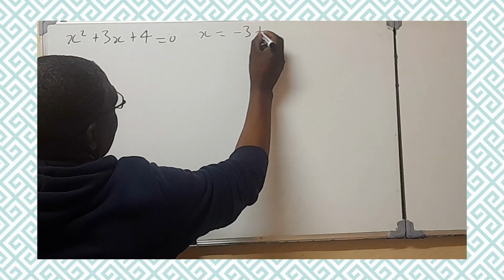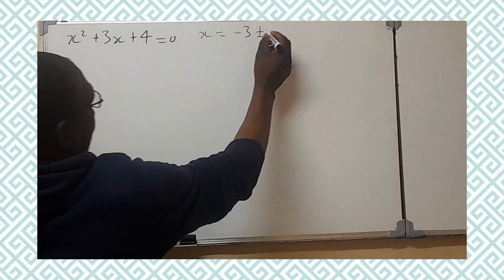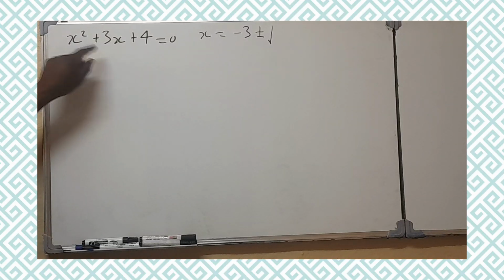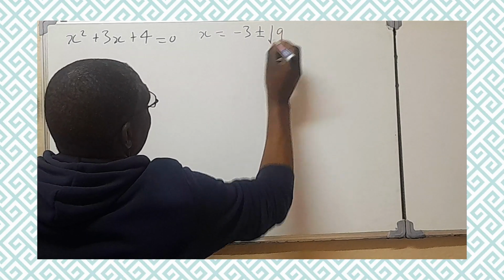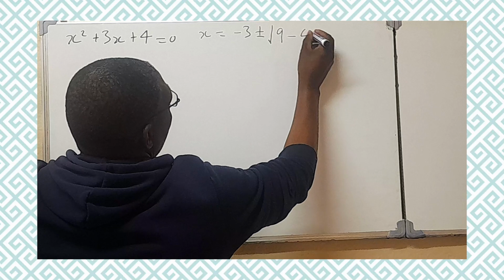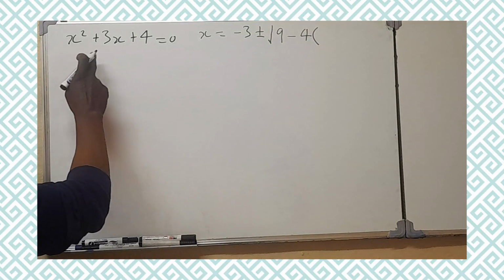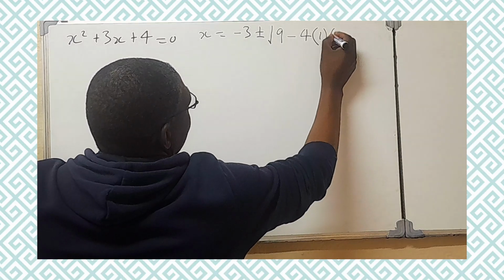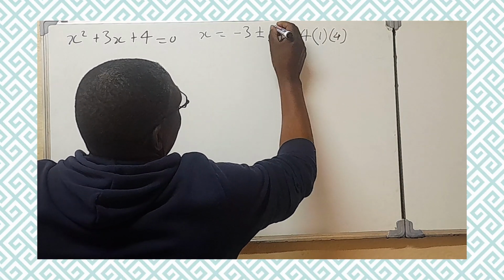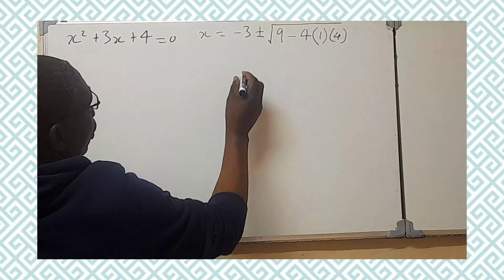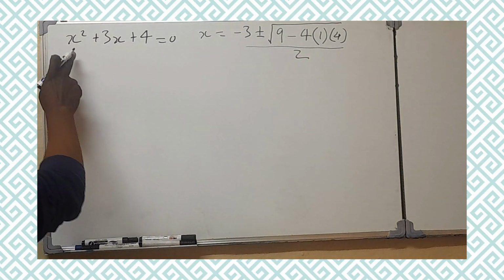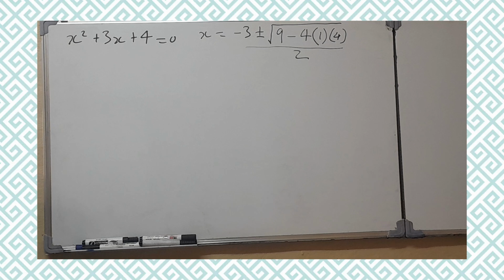plus or minus, let's do it slowly, plus or minus the root of b squared, which is 3, so that gives us a 9 here, minus 4 multiplied by AC. A is 1, and our C is 4. And this is under the square root sign, and everything here is divided by 2A, which is 2 times 1 because our A is 1.